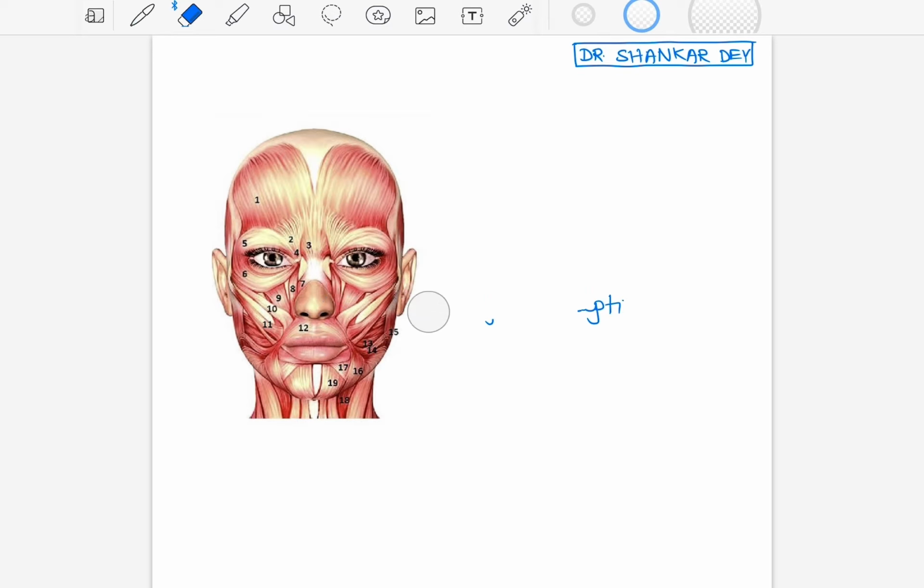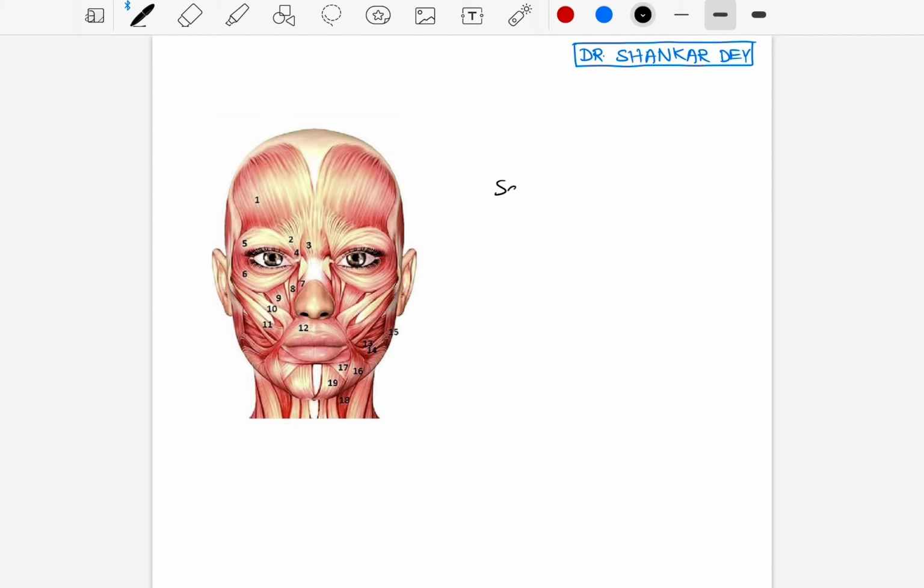Next expression is laughing. During laughing, the angle of the mouth is drawn away from the center. What are the muscles that help in expressions like laughing? One is zygomaticus major, another is zygomaticus minor. Then another expression is sadness.